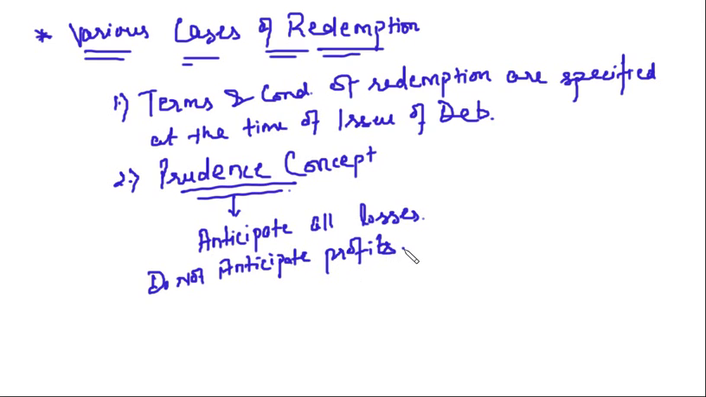What does this mean? Today, if you believe that you are going to have losses in the near future, create a provision for those losses today. Consider that the loss that you are going to incur in the near future is the loss of today. Provide for that loss today. Do not wait for the event to occur. Do not wait for the loss to occur. Provide for that loss right now.